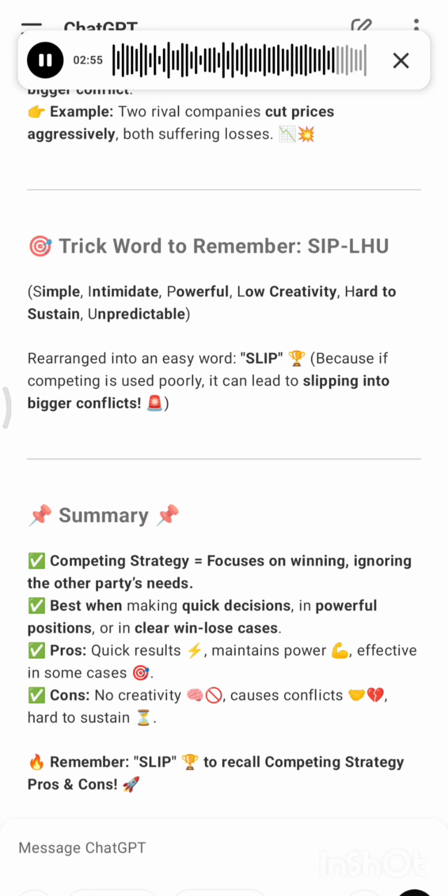Summary: the competing strategy focuses on winning, ignoring the other party's needs. Best when making quick decisions in powerful positions or in clear win-lose cases. Pros: quick results, maintains power, effective in some cases. Cons: no creativity, causes conflicts, hard to sustain. Remember, slip to recall the competing strategy pros and cons.